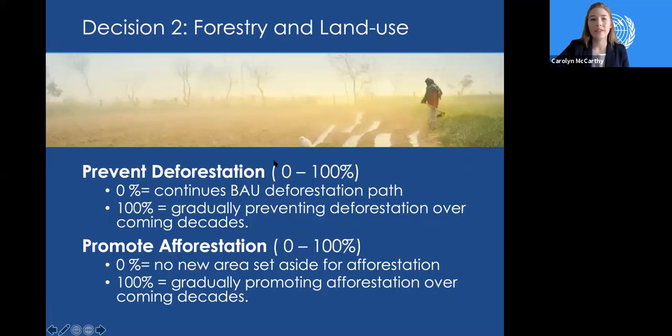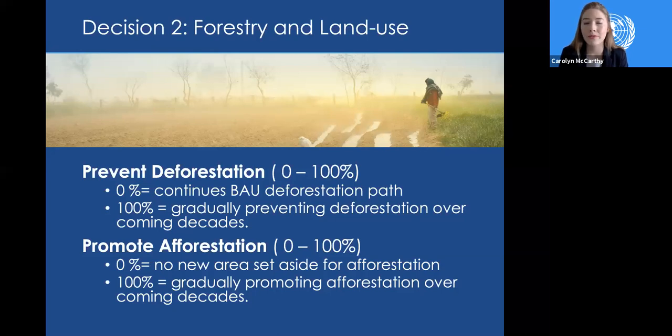Your second set of decisions have to do with forestry and land use. So your first decision here is going to be to prevent deforestation. So you'll have the option to choose a number from 0 to 100%, where 0 is the choice to continue with your business as usual deforestation path. So that means that you are making no current changes to your deforestation practices in your region. If you choose 100% or anywhere in between, you're gradually preventing deforestation over the coming decades.